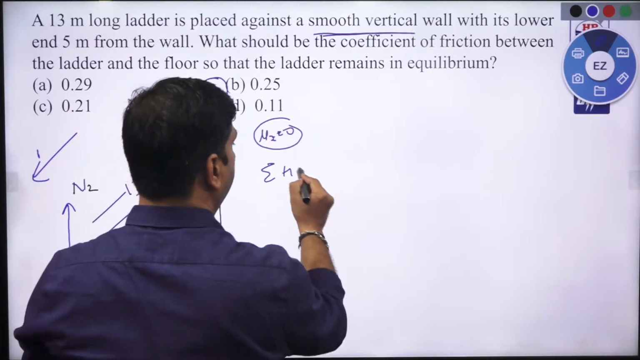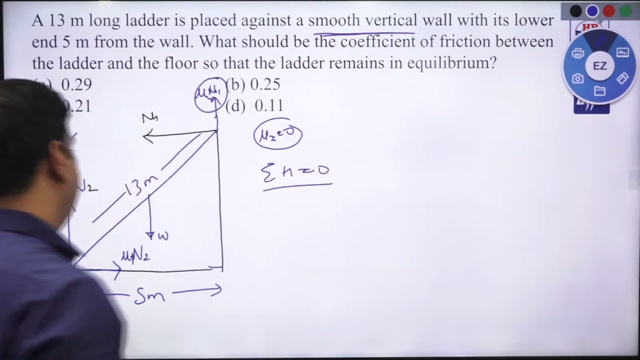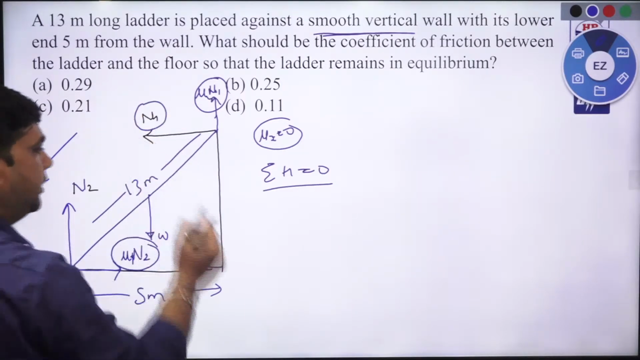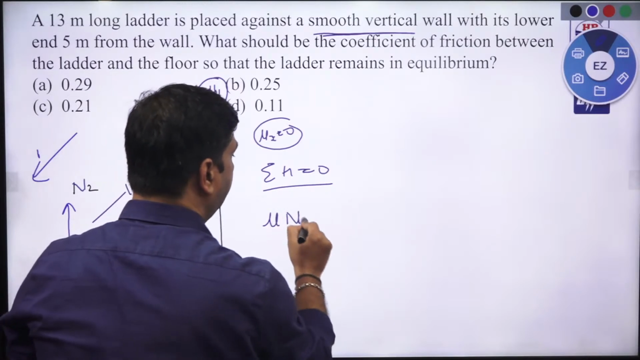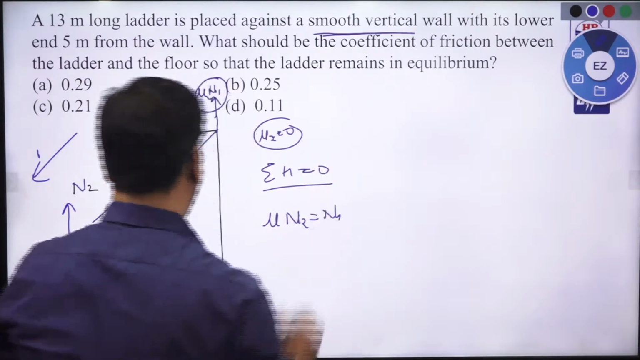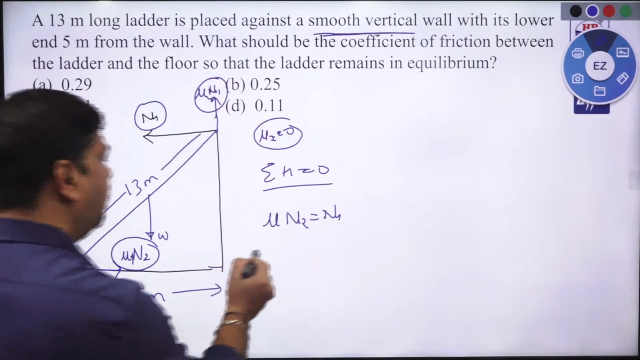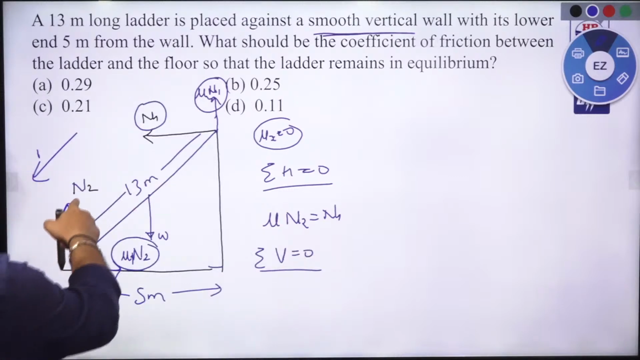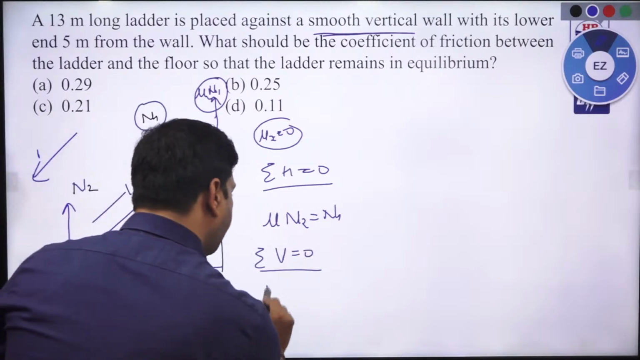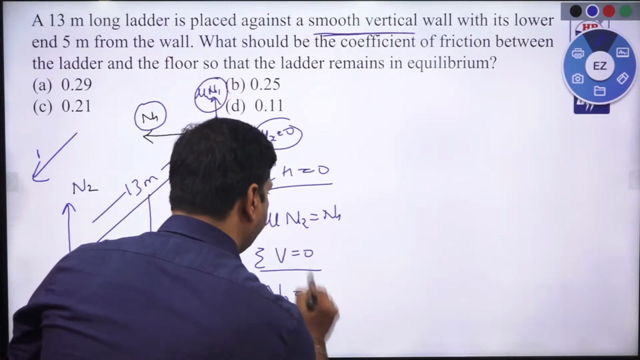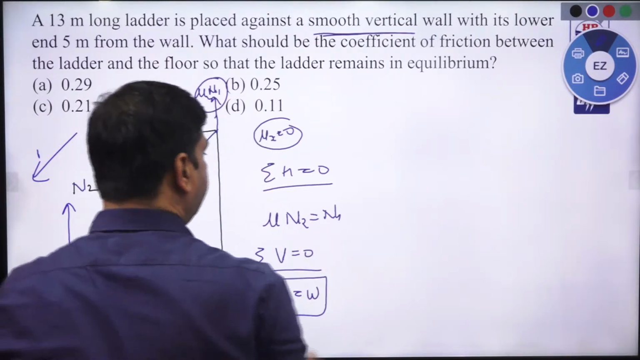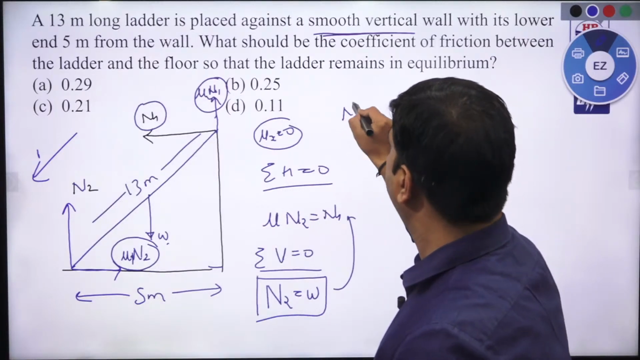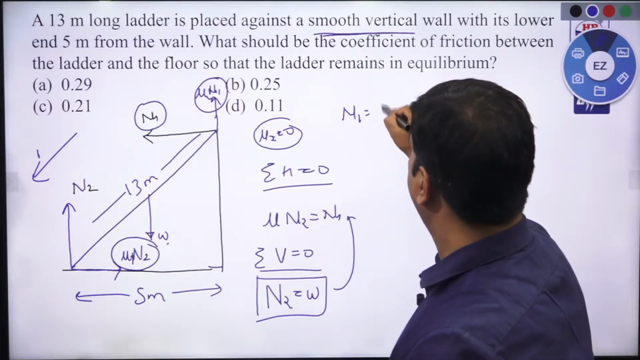Just take the sum of horizontal forces equals 0. So the horizontal force is this one: mu N2 equals N1. We can also write the sum of vertical forces equals 0. There are two vertical forces, one is N2 and another one is W. So from here we can write N2 equals W. If N2 equals W, just put this in, so we can also write N1 equals mu times W.